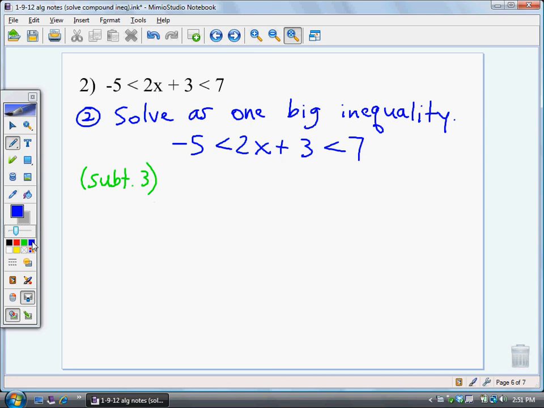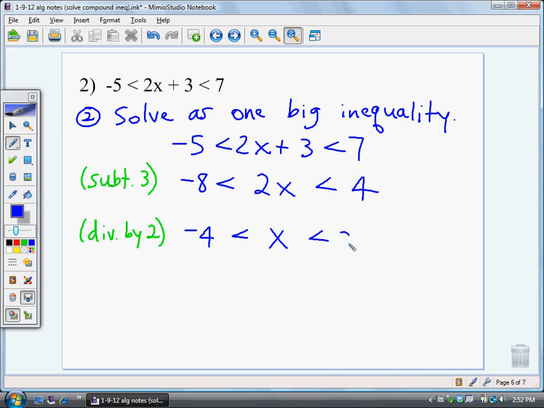So I would take 3 from negative 5, and that would be negative 8. Since I'm subtracting, my inequality stays the same. From 2x plus 3, it would become 2x. And when you take 3 from 7, you get 4. So there's 3 areas that you have to remember to do your arithmetic on. And then the second part is going to be the same that we did before. We divide by 2. And since I'm dividing by a positive number, when you get negative 4, the inequality would stay the same, and there would be my 2.